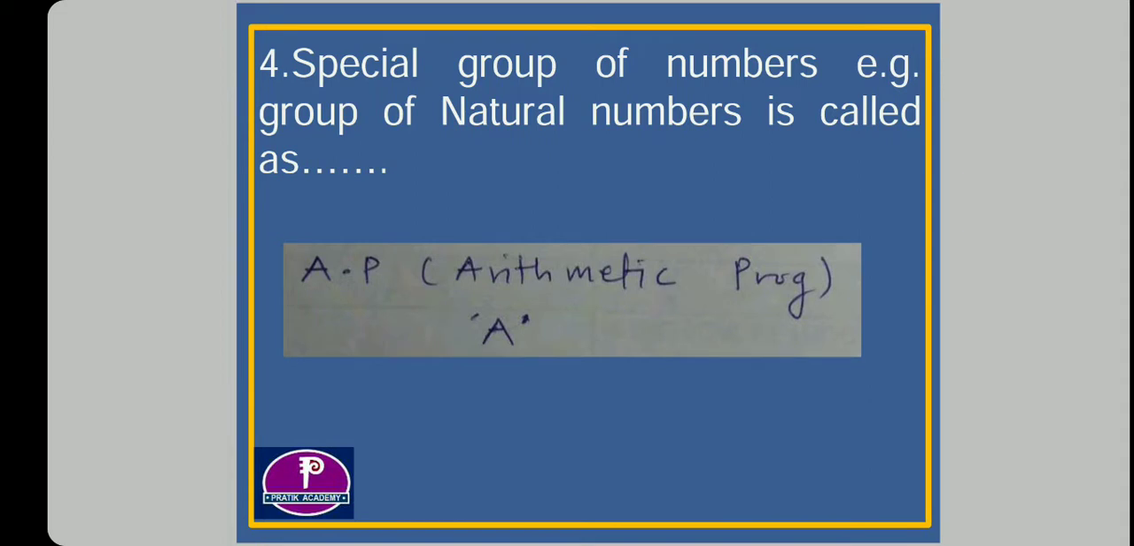Next, a special group of numbers, for example the group of natural numbers, is called as what? This is a group in which one particular condition is satisfied. In case of natural numbers, the difference between two consecutive numbers is always constant. So this represents AP, the arithmetic progression.